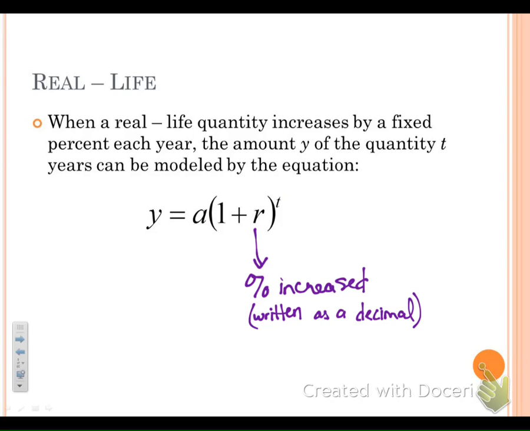A is your original amount. Because in order to build up interest in a bank, you have to have some type of an amount in the bank. T is the amount of years.